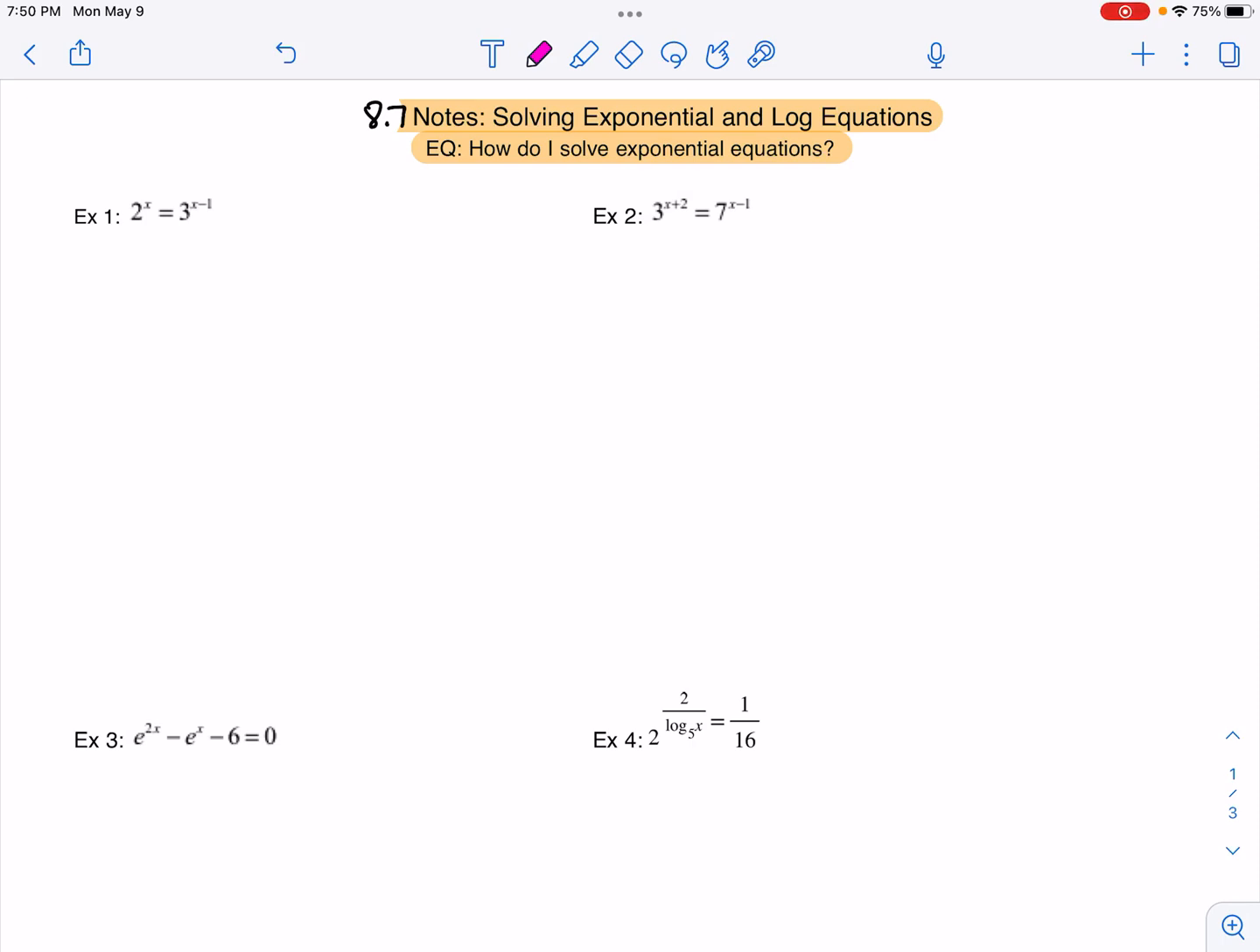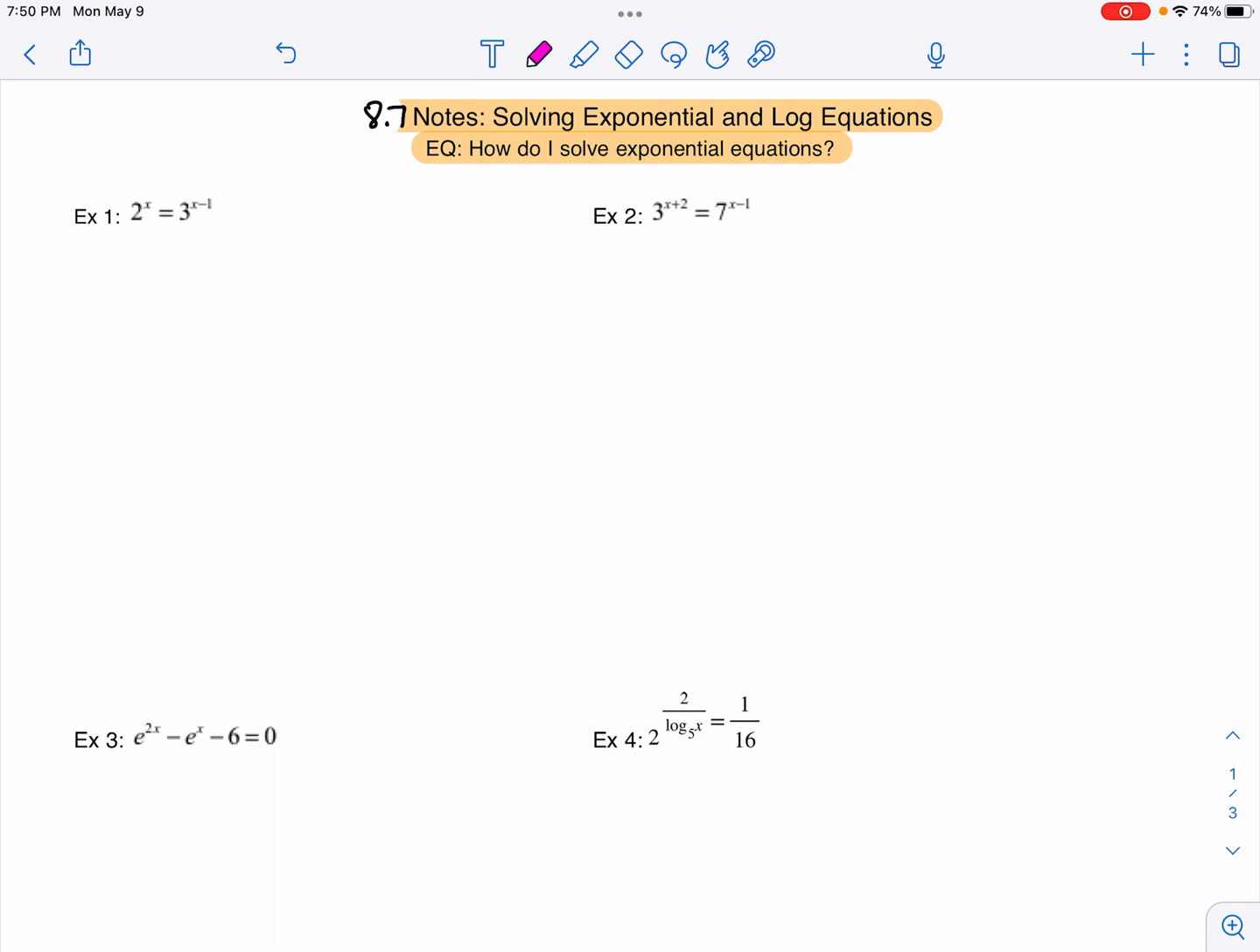Hello friends, so here we are in our 8.7 notes. This is day 2 of solving. So a little bit more challenging, not for all of the problems. There is just another method of solving, and then a lot of them are kind of some hidden factoring within solving these logs and exponentials.